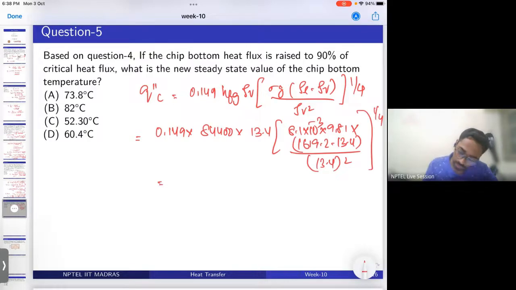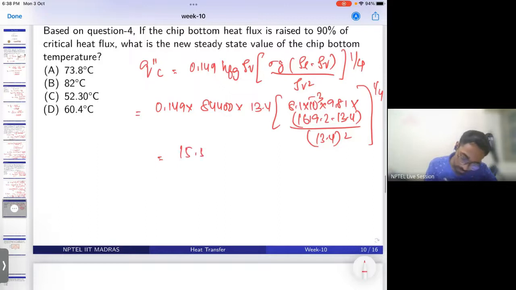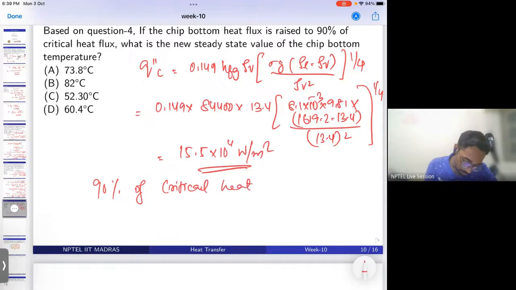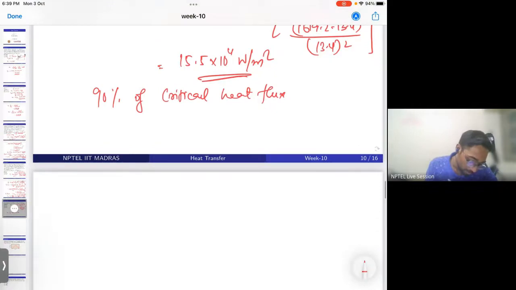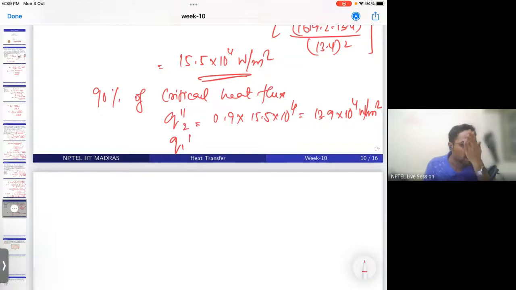So if you calculate this, you will get the critical heat flux. Okay, so 90% of critical heat flux. So Q heat flux 2 is equal to 0.9 times 15.5 into 10 raised to 4. So you will get this as 13.9 into 10 raised to 4 watts per meter square. So the first case was 5 into 10 raised to 4.